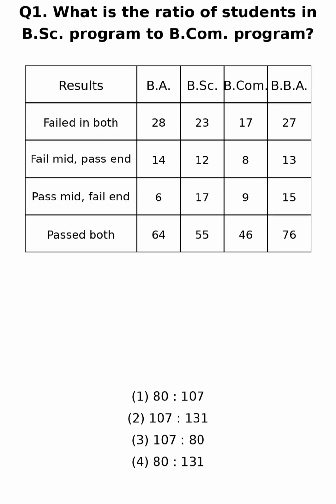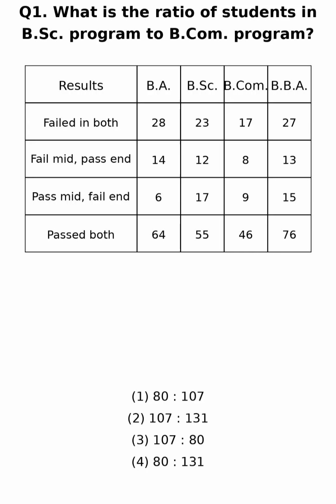Now look at this question. We have to find the ratio of total number of students in BSc program to BCom program. So first we add all BSc students from the table. BSc numbers are 23, 12, 17 and 55. When we add them, we get 107.